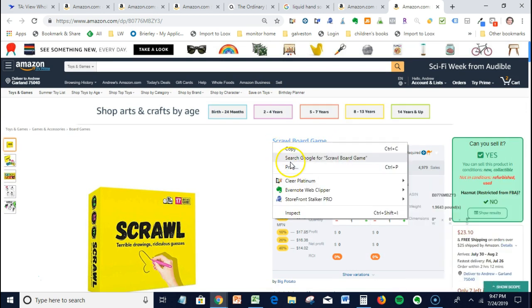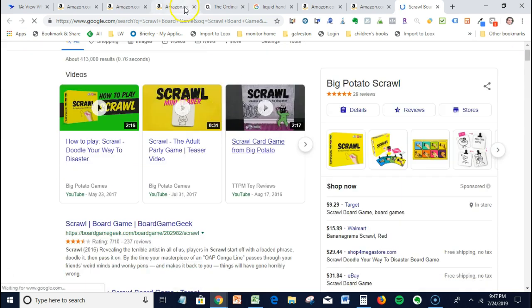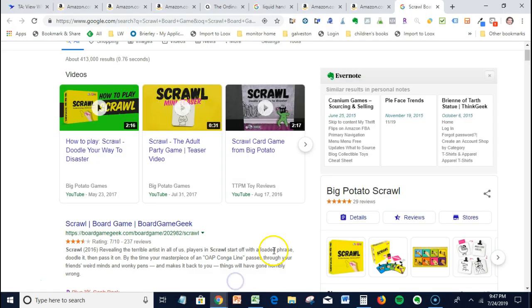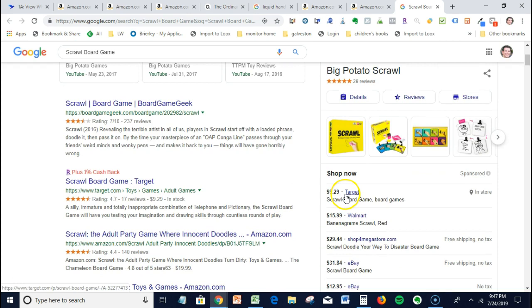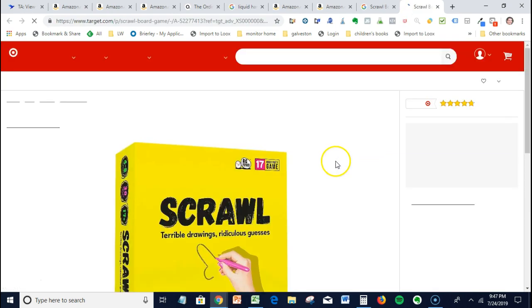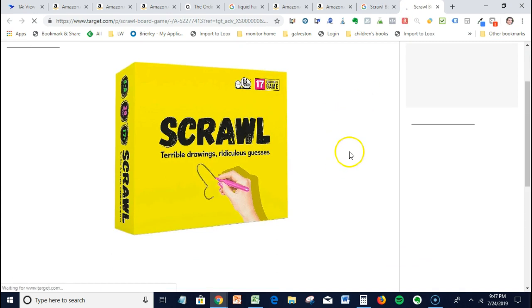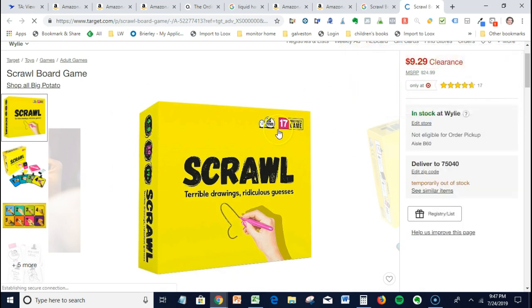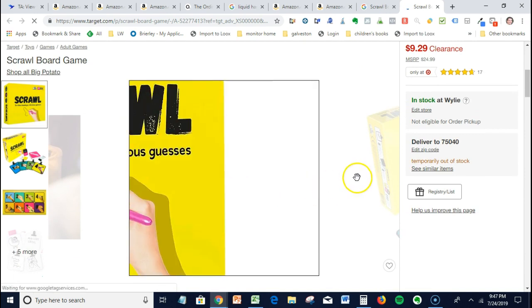Just search Google. It's a little tedious, but the idea is trying to quickly see if we can find where this might be selling at a profit. Okay, so the profit here is $15.38. That's the profit before any sort of cost. We're looking for at least a $5 profit. Now Target has this for $9.29. That's a decent profit if we can actually get that exact board game. Sometimes there are different versions, so you have to be careful, but in general, this is $9.29, and it's clearance.